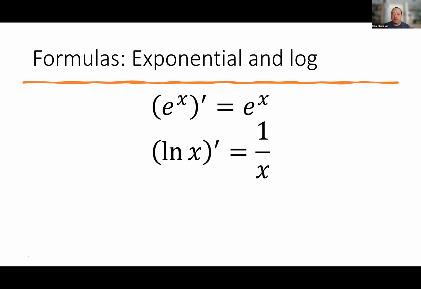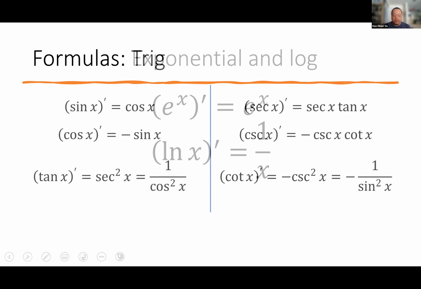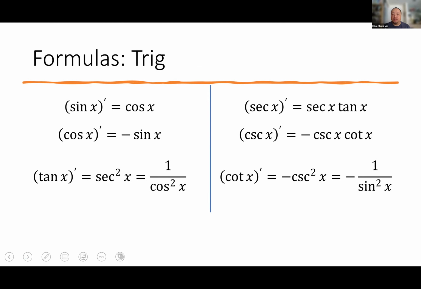For exponential and log, the derivative of e to the x is e to the x. The derivative of ln of x is 1 over x. Next set of formulas are the trig formulas. And the three on the left, sine, cosine, tangent, are the main ones. Secant, cosecant, cotangent, they're more rare, they are not so common, but you need to know all of these.